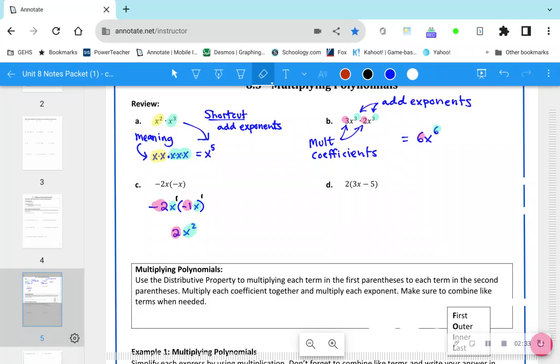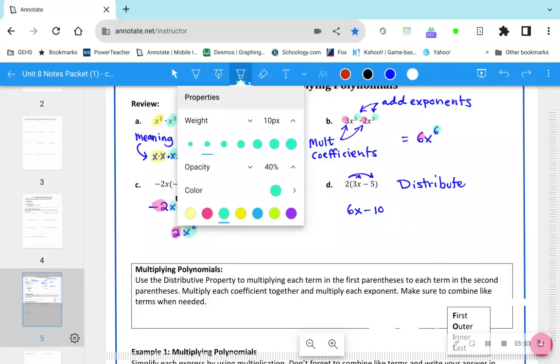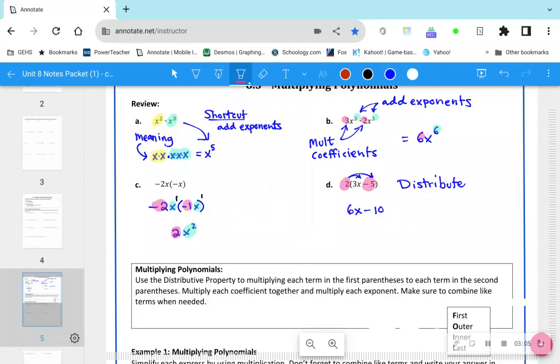Okay, on example D, we're going to end up having to distribute up here. So I'm going to do that first here. Once you realize that you have to distribute, multiply across the parenthesis. The first one here would be 2 times that 3, and that would give that 6x. And then the other part of the distributing would be the 2 times the -5, and that's where -10 comes from.